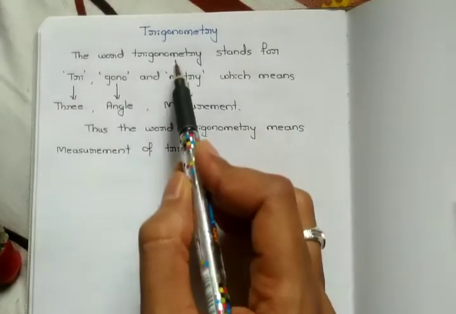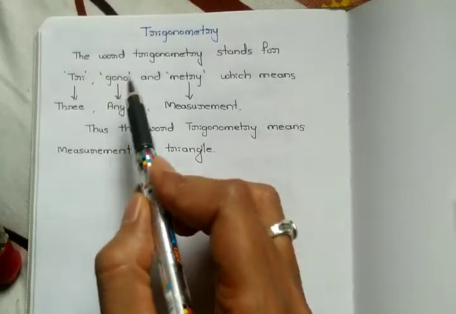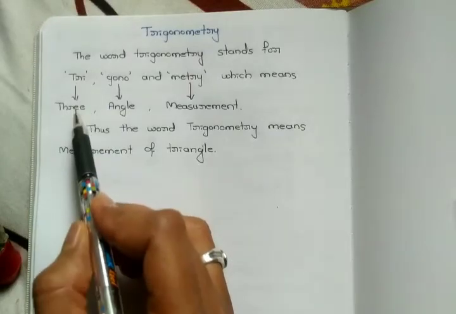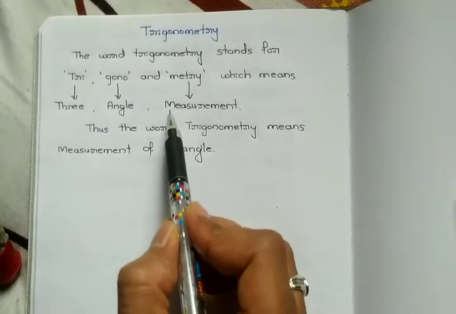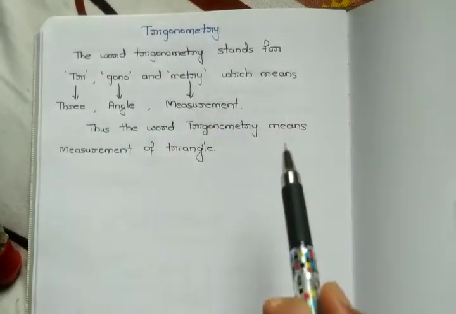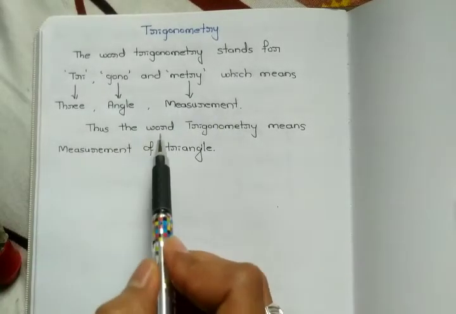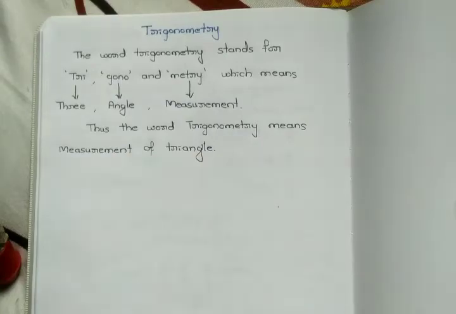The word trigonometry stands for tri, gono and metry, where tri means 3, gono means angle, and metry means measurement. So in trigonometry we are going to measure what? The triangle. Therefore the word trigonometry means measurement of triangle.